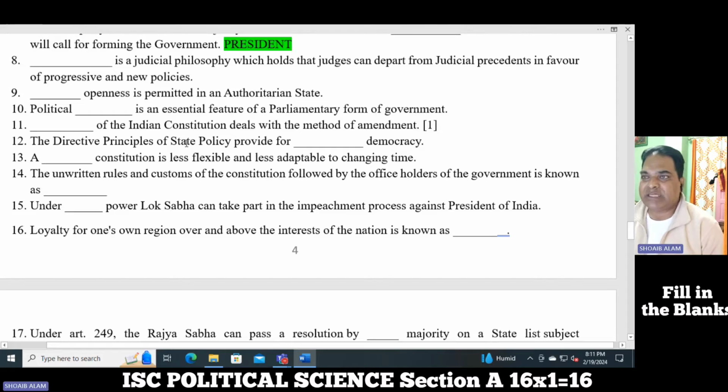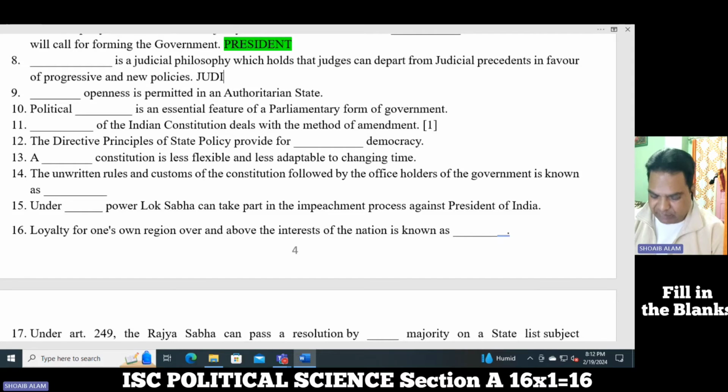Number 8. Dash is a judicial philosophy which holds that judges can depart from judicial precedents in favor of progressive and new policies. So what will be the correct answer for number 8? It is judicial activism.